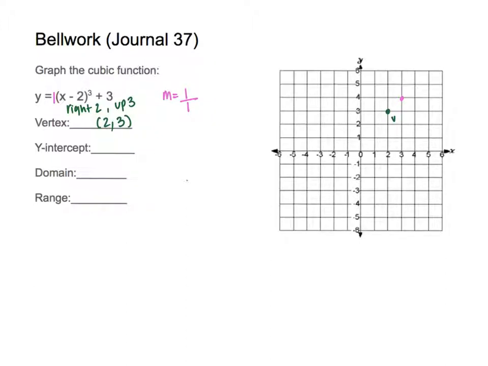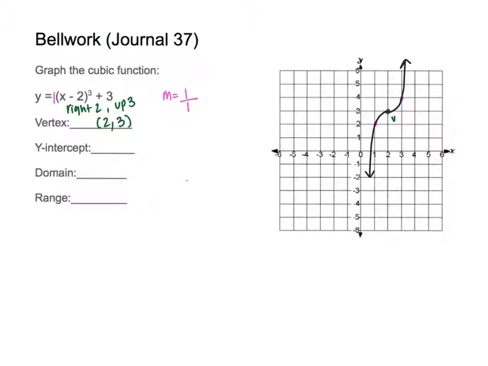How do we get our third point? Well, you just take your slope and the vertex and you go the opposite direction. So remember how we went up 1 over 1? Well, now we're going to go down 1, to the left 1, and plot our point. Next, we're going to connect the dots. So from the vertex, I'm going to swing it up, and then I'm going to swing it down. And so there we have it.